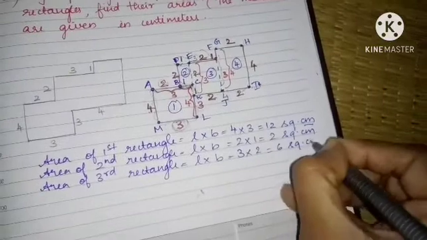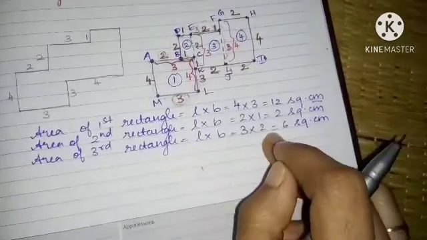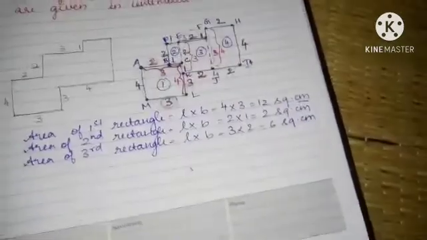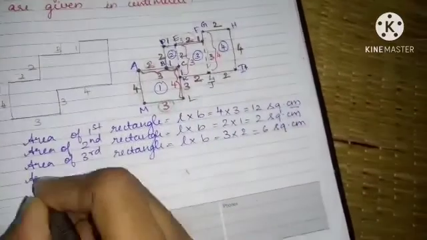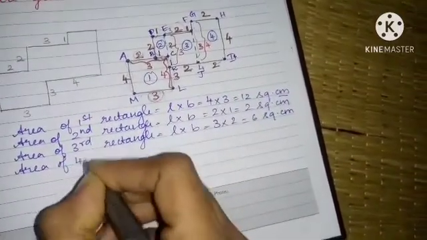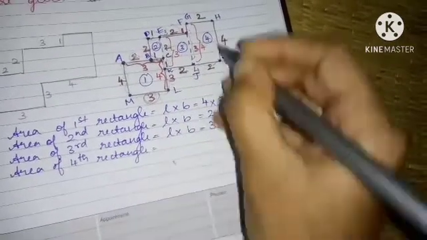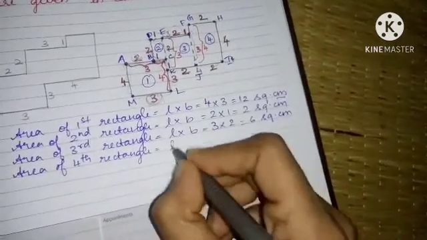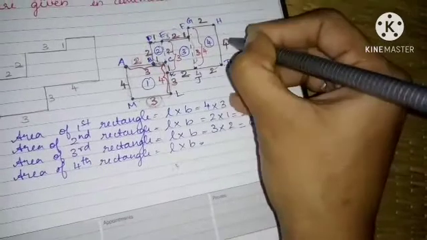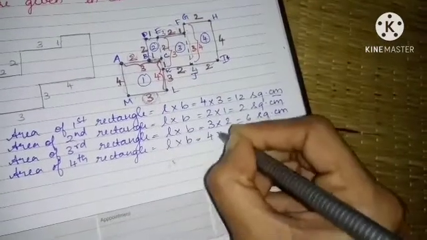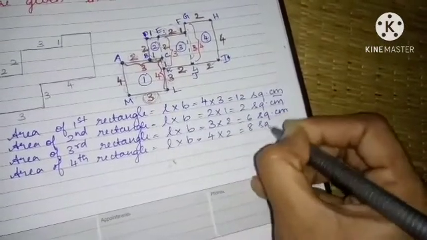See, be very careful while you are writing the length and breadth. Because if you make some mistake, then it is entirely wrong. Okay. Area of fourth rectangle. This one. What is the length and breadth? What is the length here? 4. Breadth is 2. 4 2s are 8 square centimeter.